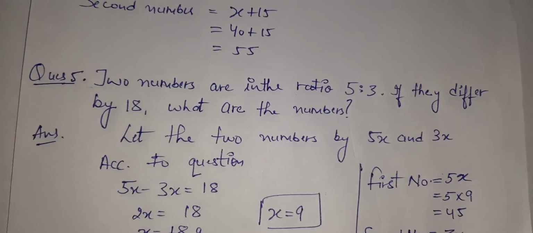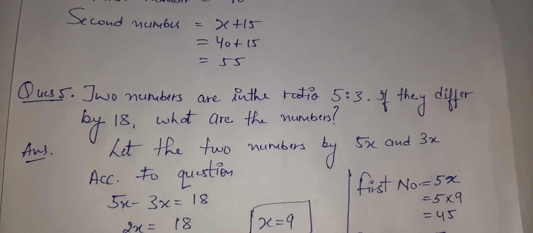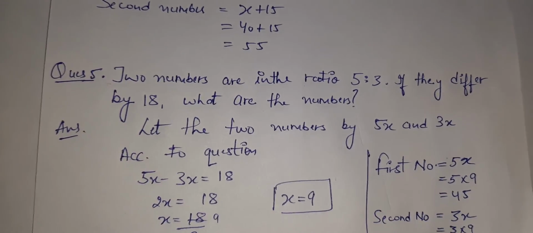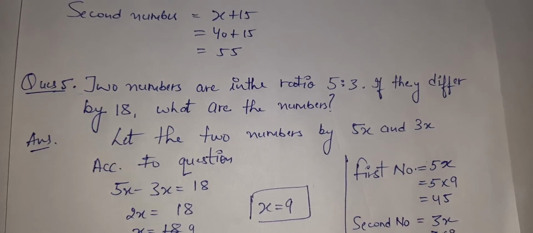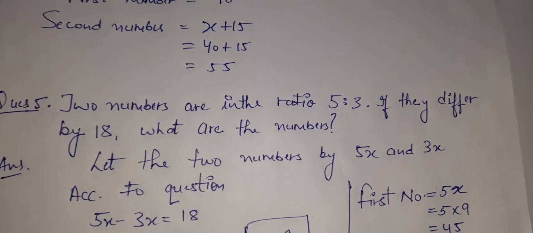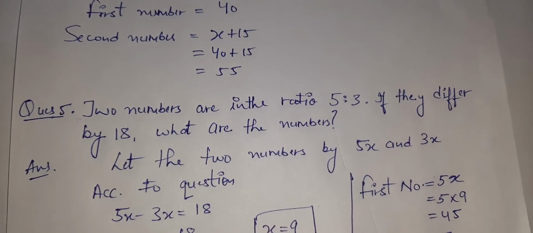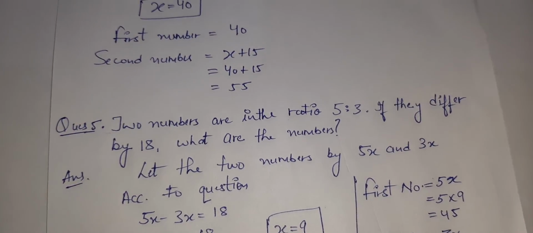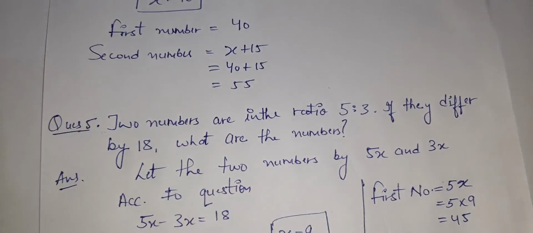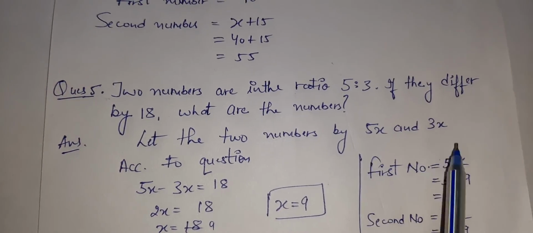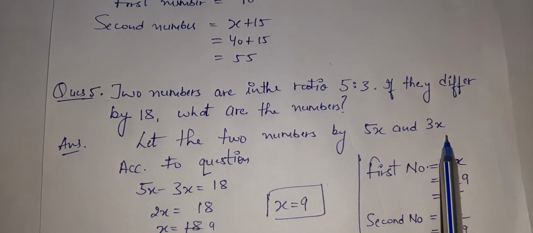The last question for today is question number 5. The two numbers are in the ratio 5:3. If they differ by 18, what are the numbers? Remember this thing, you might have studied earlier also about the same. When anything is written in the ratio, it gets converted into x form. That will be 5x and 3x.